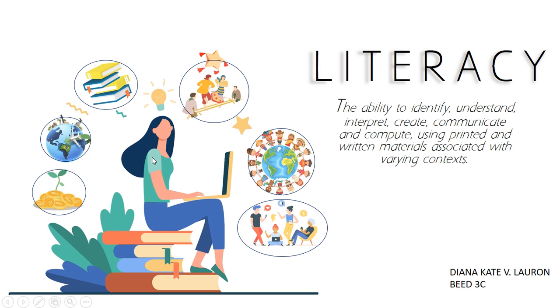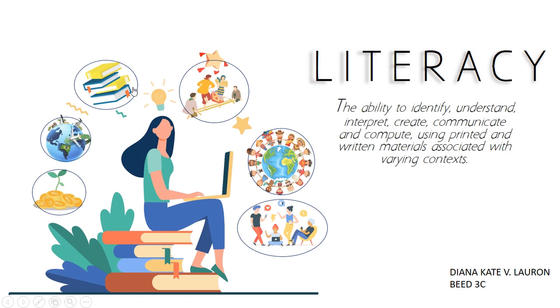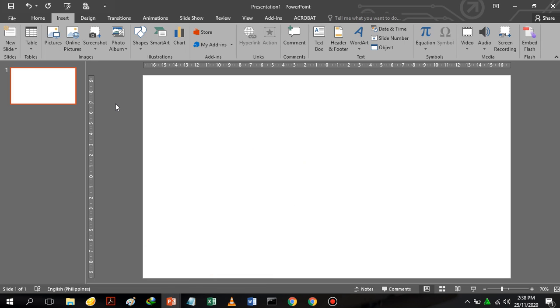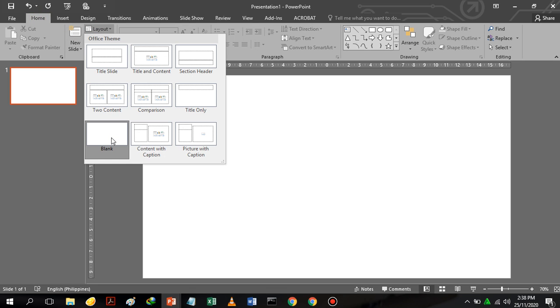Now the same thing goes with these other icons or types of literacies. For example, in globalization, we have this mind map, and the same goes with the others. Now to create this mind map, we are going to make a new PowerPoint presentation. So our layout should be blank.